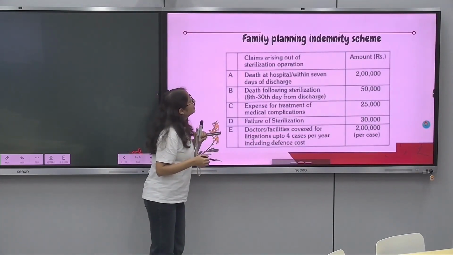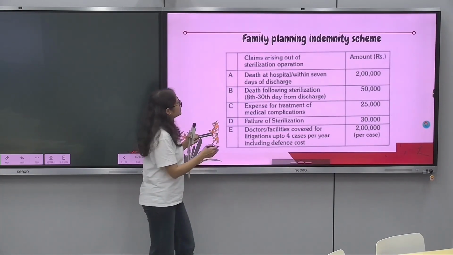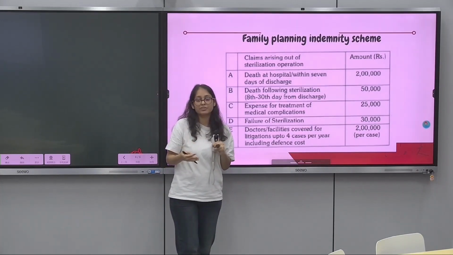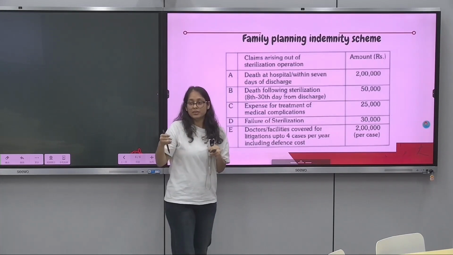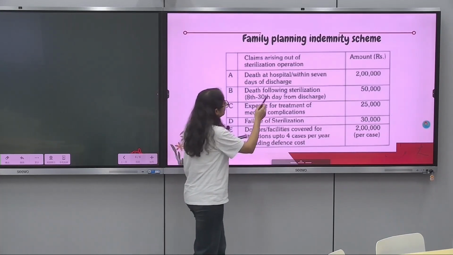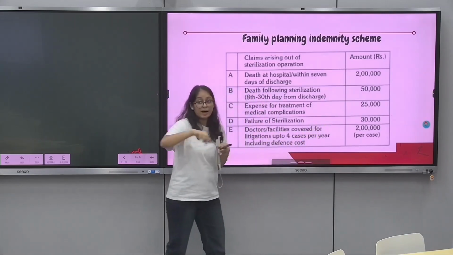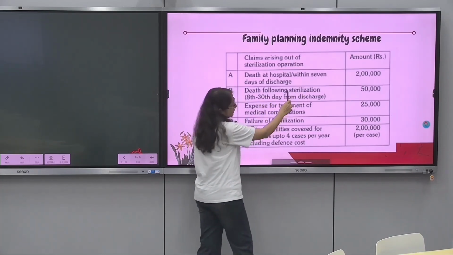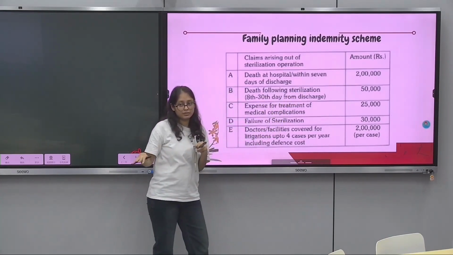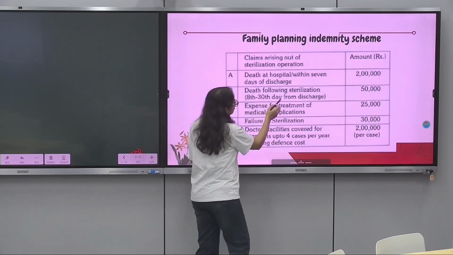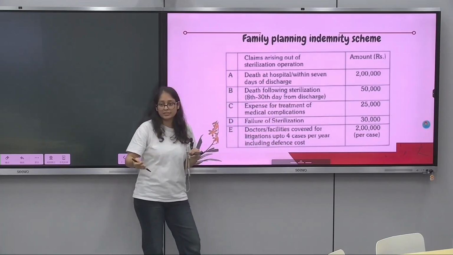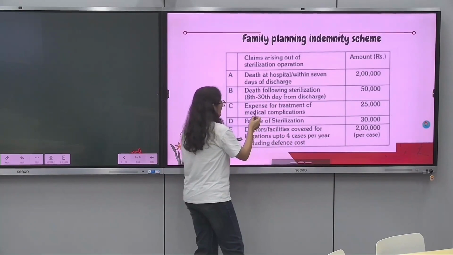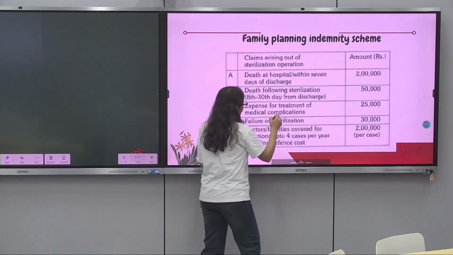Next is the family planning indemnity scheme. If the person dies at the time of sterilization, during the procedure, the family will be given 2 lakh rupees. For death at the hospital or within 7 days of discharge, the family gets 2 lakh rupees. For death following sterilization, within 30 days, they will be given 50,000.